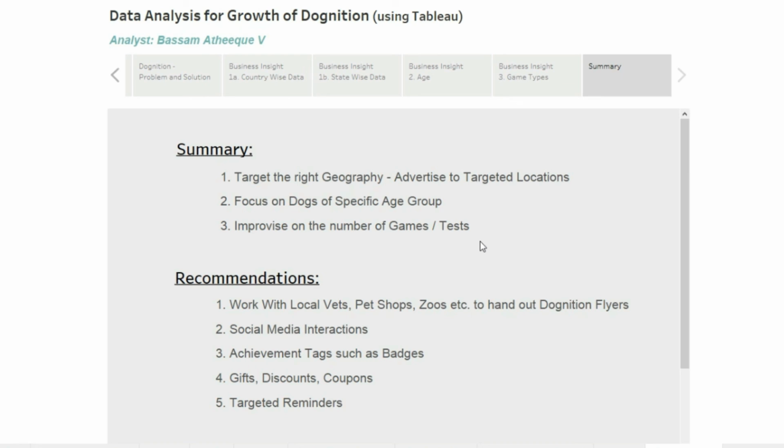And finally, it is the targeted reminders. I think it will be very necessary if Dognition is able to keep an alarm for themselves and just put a simple beautiful notification which customers will remember that, yeah, I have Dognition test to complete, let me just go and do it. On that basis, we'll be able to get the customers who continue it.